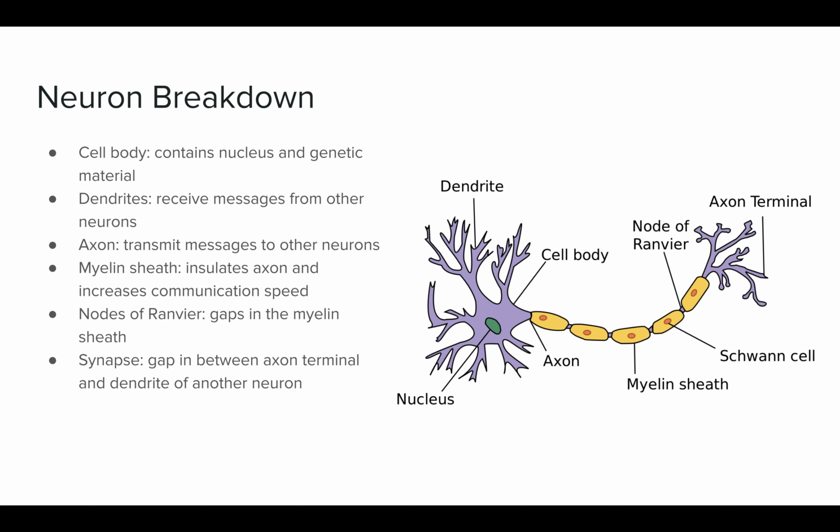The myelin sheath, which insulates the axon and increases the communication speed. The nodes of Ranvier, which are the gaps in the myelin sheath that allow signals to pass faster. And the synapse, which is the gap between the axon terminal and the dendrite of another neuron, and also the area where the transfer of neurotransmitters occurs.